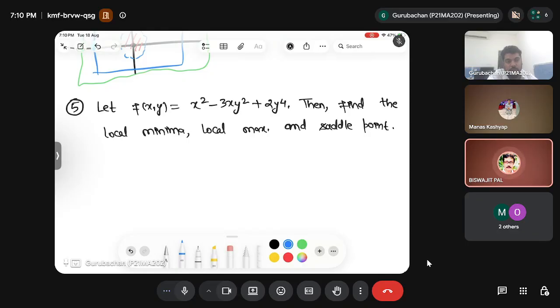Sir, what I am getting is f double x into f double y minus f xy squared, this is itself 0. Okay. So that means if the test is 0, then the test fails at 0, 0. Okay.